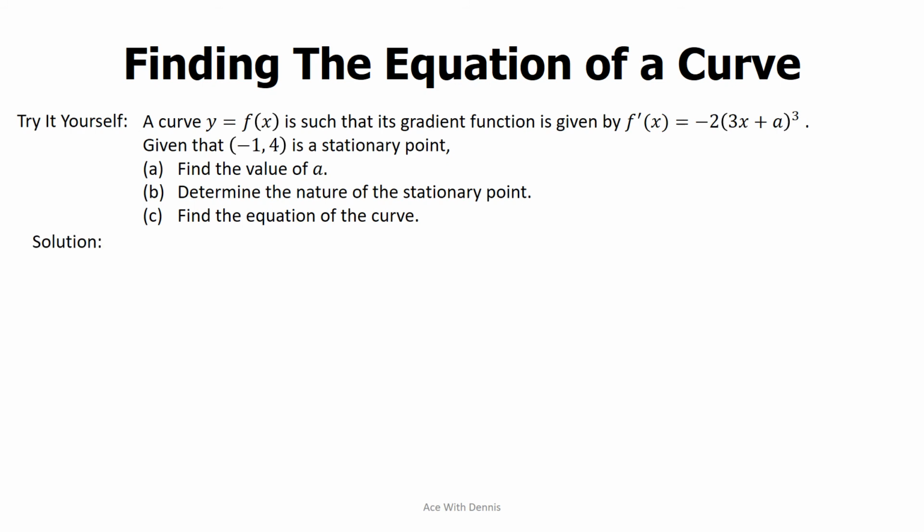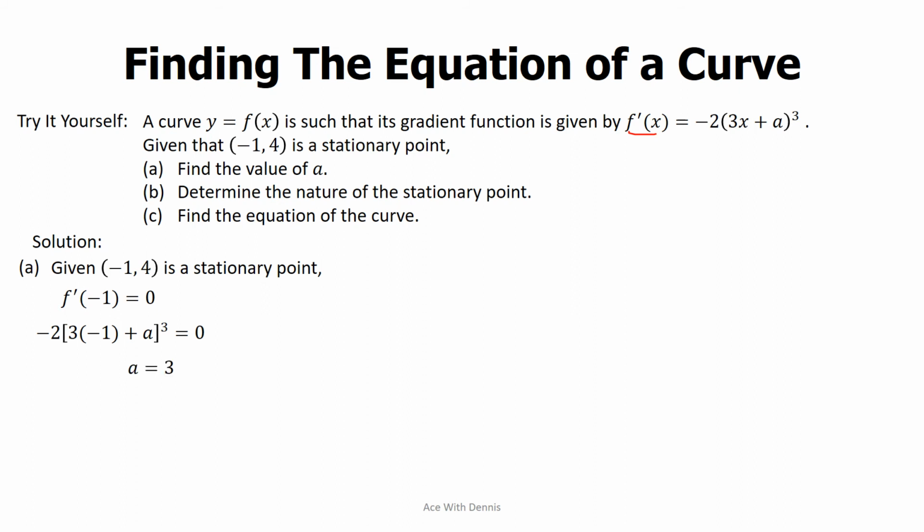Here is the solution. For a, given that (negative 1, 4) is a stationary point, which means f prime of negative 1 equals 0. So we can substitute x equals negative 1 into f prime x, which will give us negative 2 times (3 times negative 1 plus a) cubed equals 0. And we solve this equation. We get a equals 3.